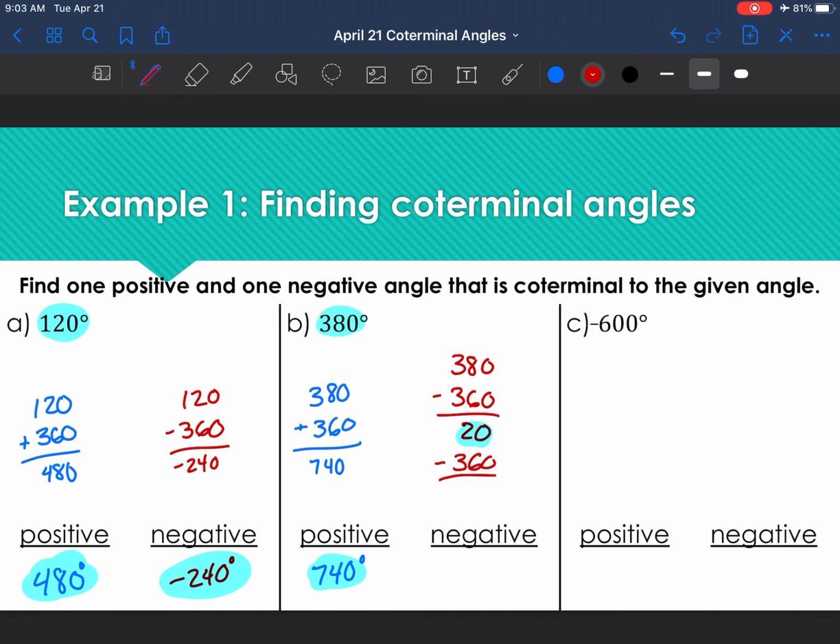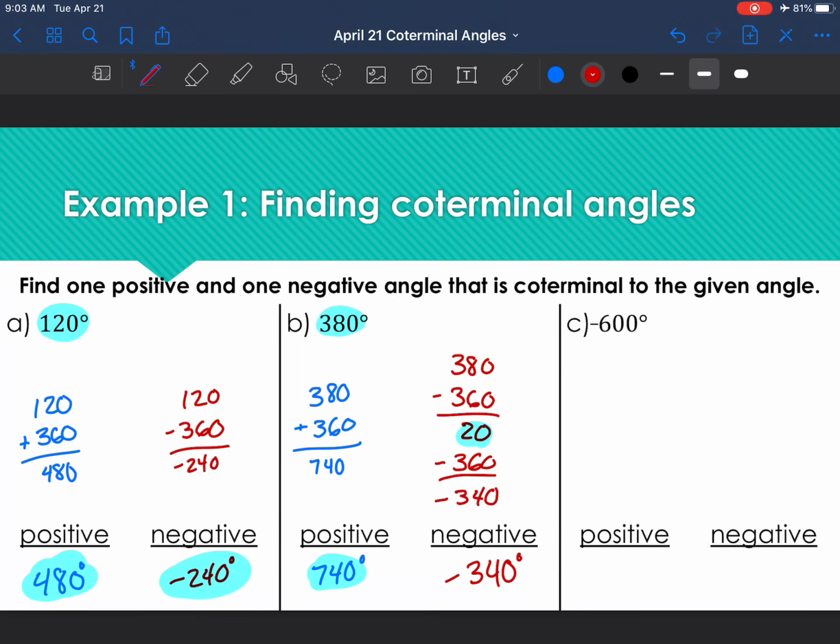You could minus 360 or add 360 as many times as you want. You could keep adding it 10, 20, 40 times, and you'll still get degrees that look the same. So I took the 20 and subtracted 360 again. That gives me negative 340. And there is an angle that is negative that looks the same as 380.